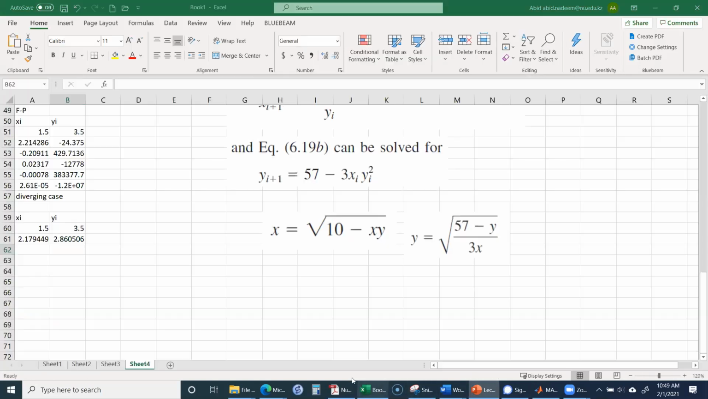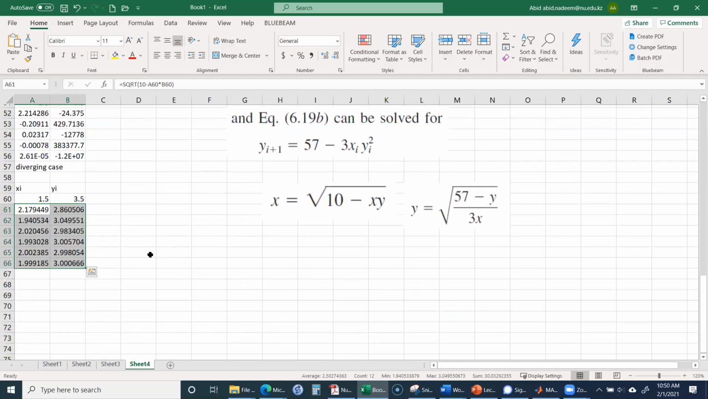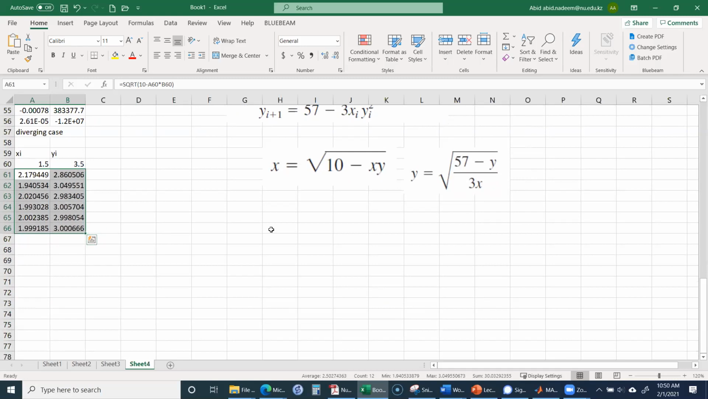And now I can easily expand it, okay, and then just drag it down, and I can see that now the solution is converging. In this case, 1.99 and 3, because 2 and 3 were the original solutions. So for example, if I put 2 squared is 4, and 4 plus 6 is 10, 10 minus 10 is 0. Yeah, 2 and 3 were the original solution. So in this case, you can see that the solution is converging.